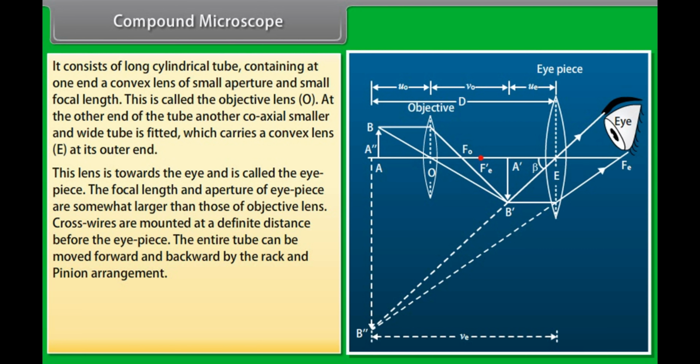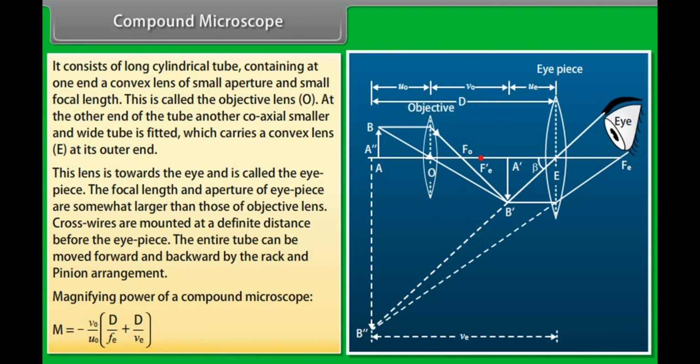The focal length and aperture of the eyepiece are somewhat larger than those of the objective lens. Cross wires are mounted at a definite distance before the eyepiece. The entire tube can be moved forward and backward by the rack and pinion arrangement. Magnifying power of a compound microscope. M is equal to minus V0 upon U0 into D upon Fe plus D upon Ve. Signs here have already been put.